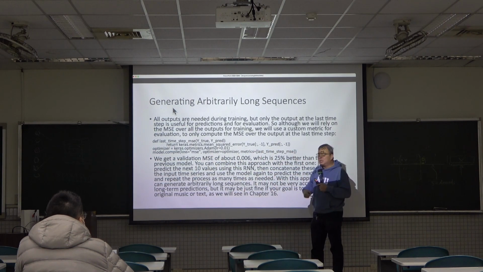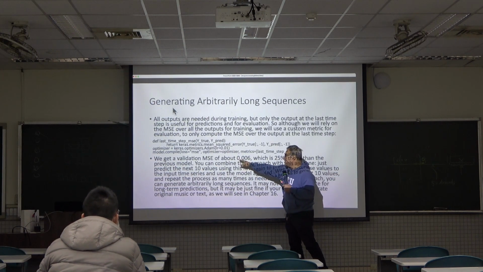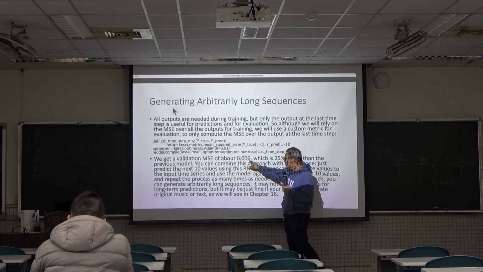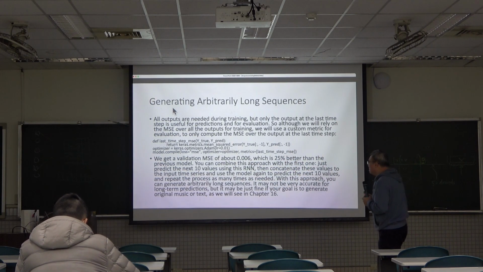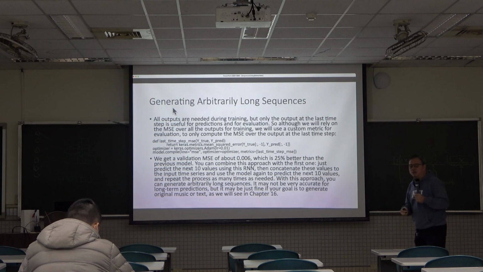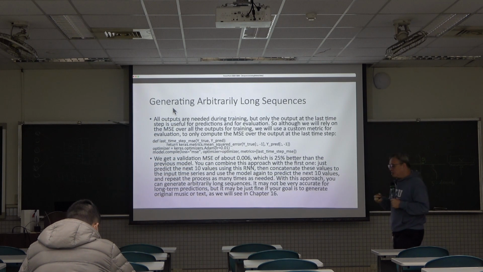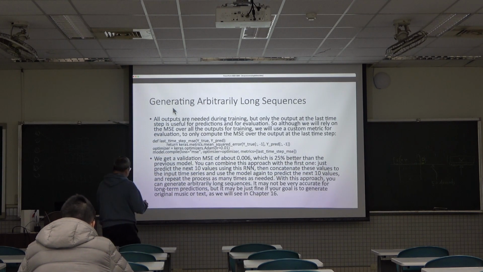So if you use this and train this model, the MSE you get is about 0.006. The previous one gives you an MSE of 0.008. So this one is 25% better than the previous model. The previous model is the sequence to vector. This one, sequence to sequence, gives you an even lower MSE. So this is a better approach. A 25% improvement is significant.